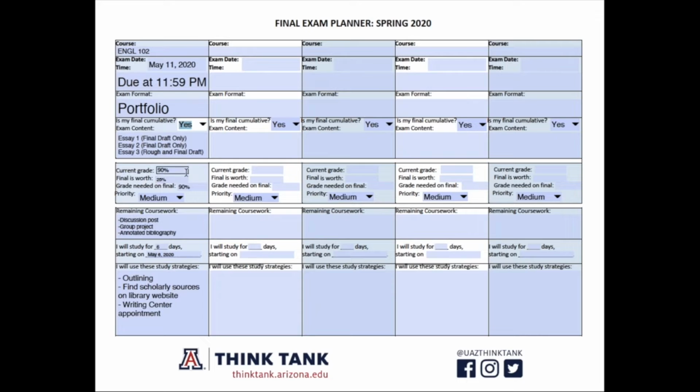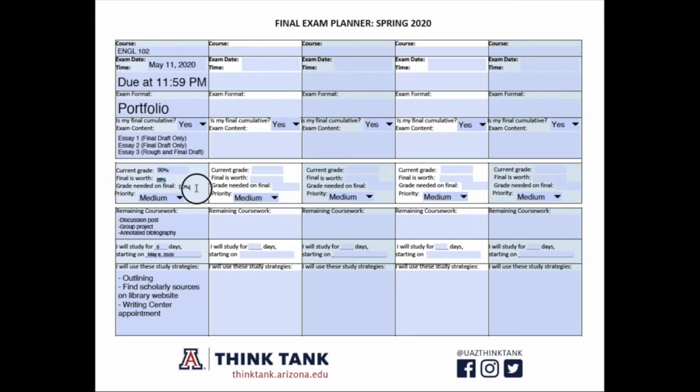In the next box, you can write down anything you know about your grades. So start by writing down what your current grade is in the course. And again, you can usually find that in D2L or by talking to your instructor. You can also make note of how much the final is worth. In this case, the portfolio for the student is worth 25% of their course grade.